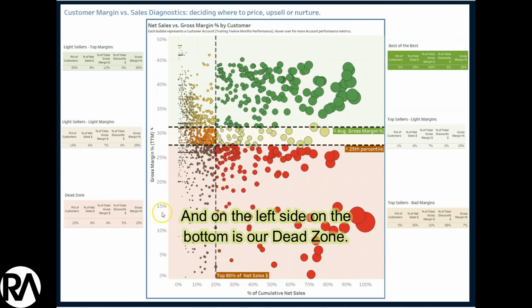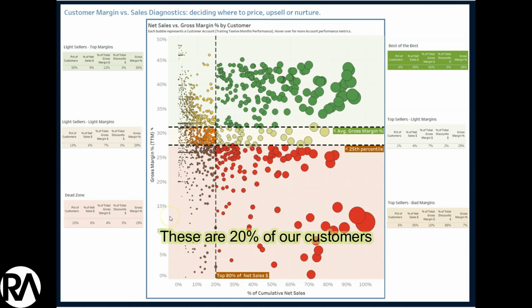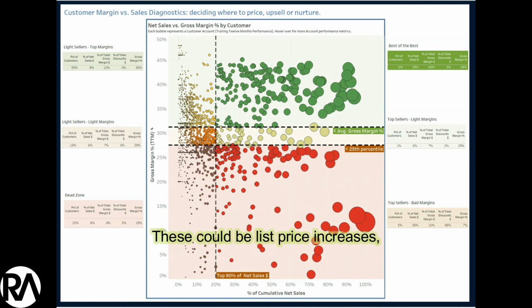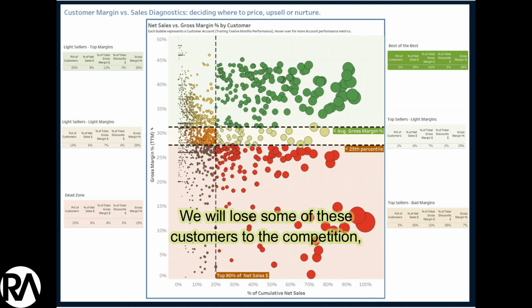And on the left side and the bottom is our dead zone. These are 20% of our customers that are driving only 4% of our total gross margin. This group is priority number 1 for us to fix. This could be list price increases, fewer discounts, reducing rebates, or changing the rebate structure to a true pay-for-performance structure that actually rewards growth. We will lose some of these customers to the competition, but still, it will likely help our operating profit and won't meaningfully impact our gross sales.